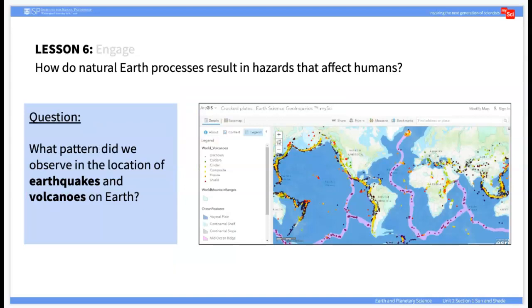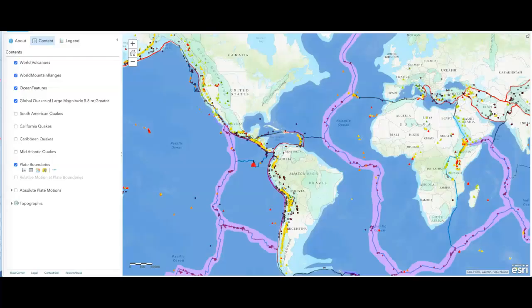Students will then observe the crack plates interactive maps from the previous lessons. They will review the map for patterns in the location of earthquakes and volcanoes on Earth. Students should recall that earthquakes and volcanoes are often located near plate boundaries.